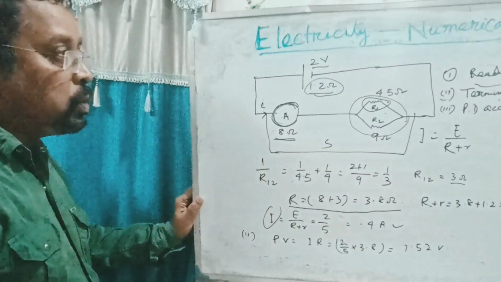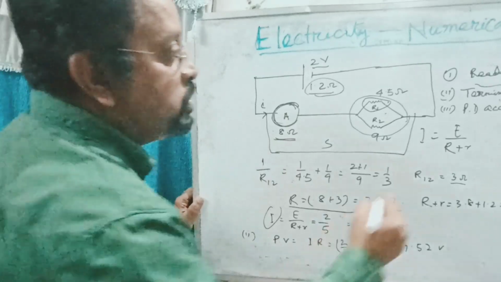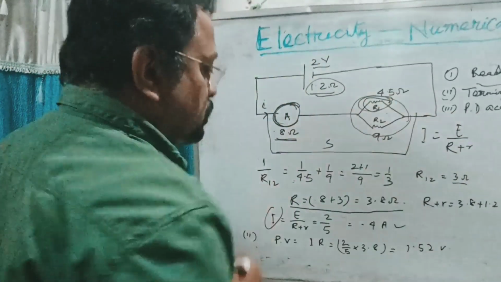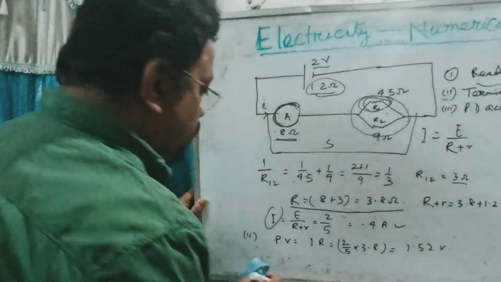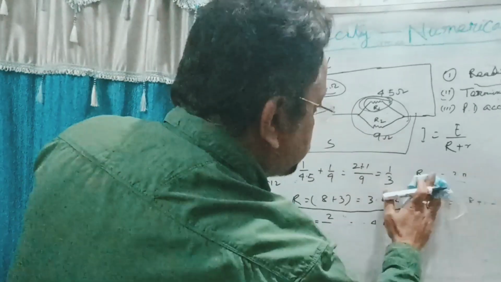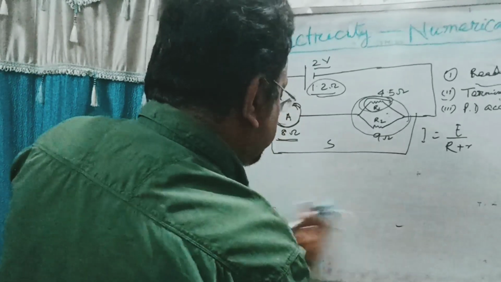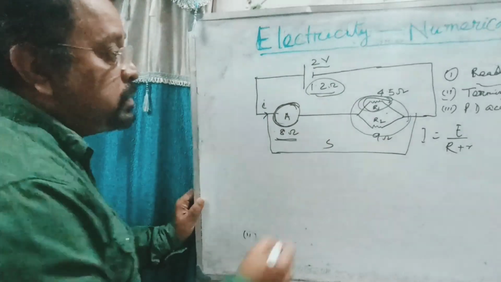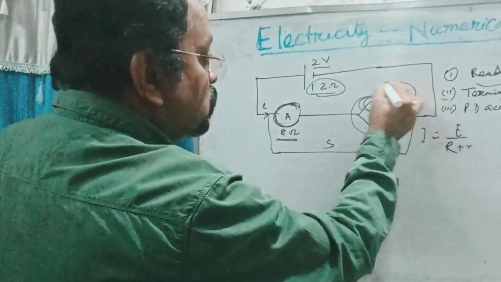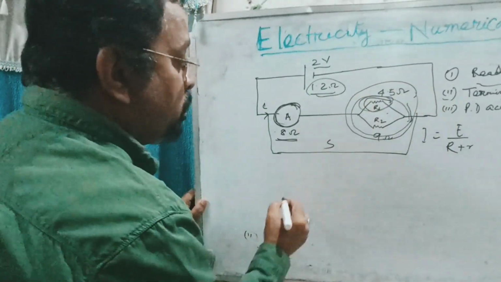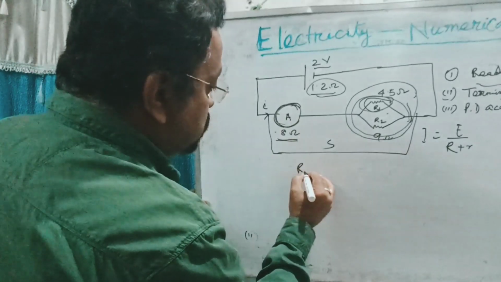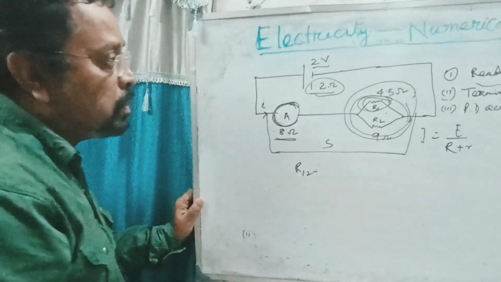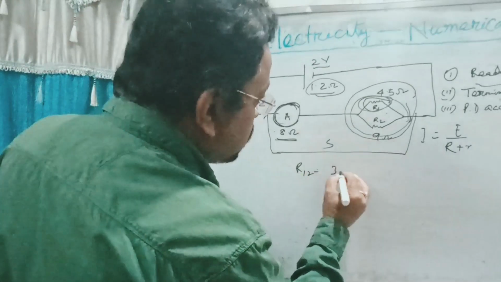Clear? So the last part is potential across the 4.5 ohm. This is the potential across this one. Now how to find the potential across this one? So what is the equivalent resistance here? Equivalent resistance of 1 and 2, how much we got? That was equal to 3.